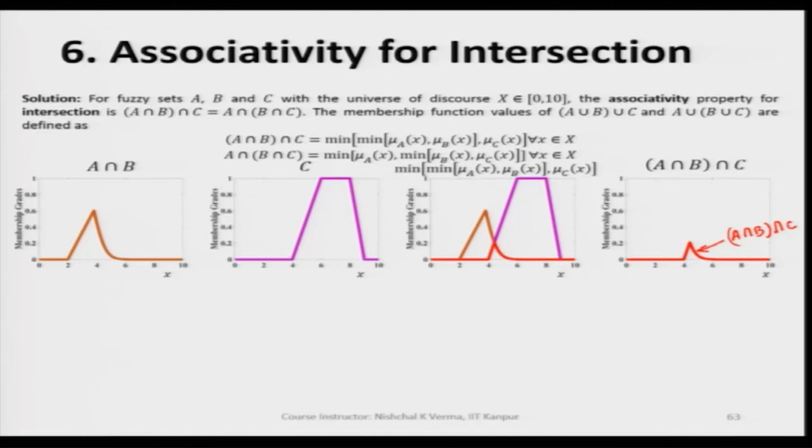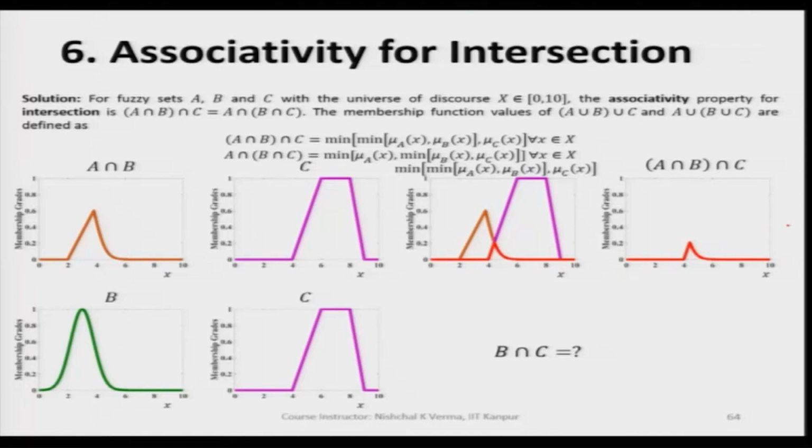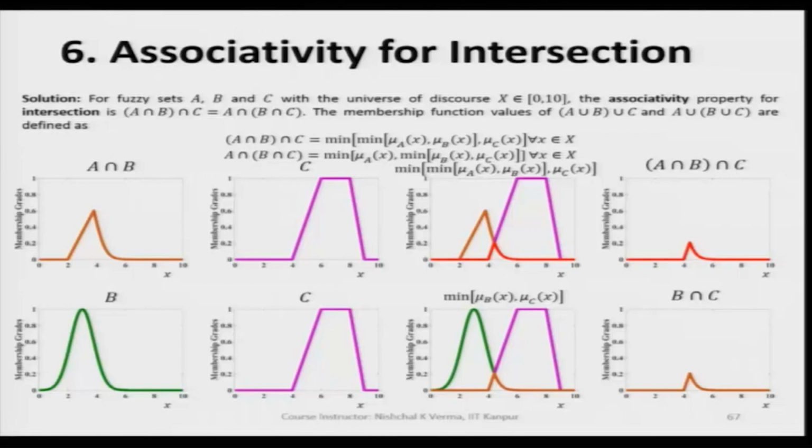Now, let us try to verify. Let us try to get B intersection C first. So, B fuzzy set is here, and please note that all these fuzzy sets A, B, C are continuous fuzzy sets. So, B intersection C we are going to get like this. So, this is our B intersection C.